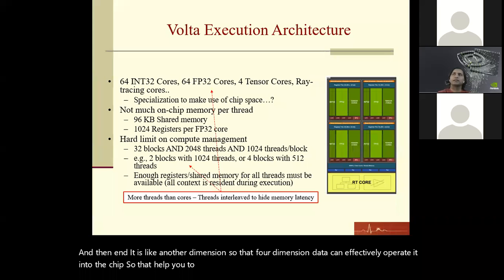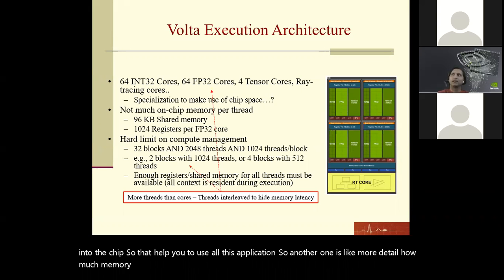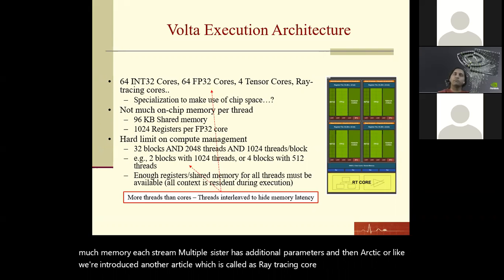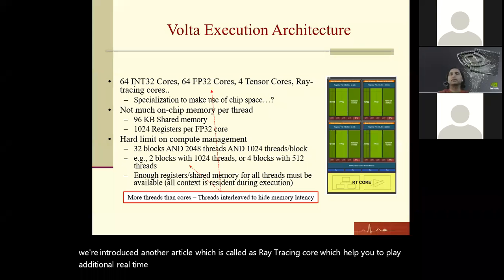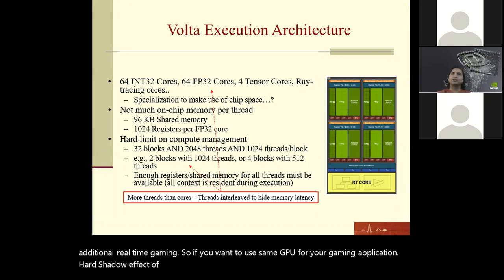Another thing is more detail on how much memory each streaming multiprocessor has, and additional parameters. Then the RT core: we introduced another core called the ray tracing core, which helps you with real-time gaming. If you want to use the same GPU for your gaming application or shadow effects, or if you are a fan of various games, that core also helps you do gaming as well as computationally intensive models effectively with these registers.